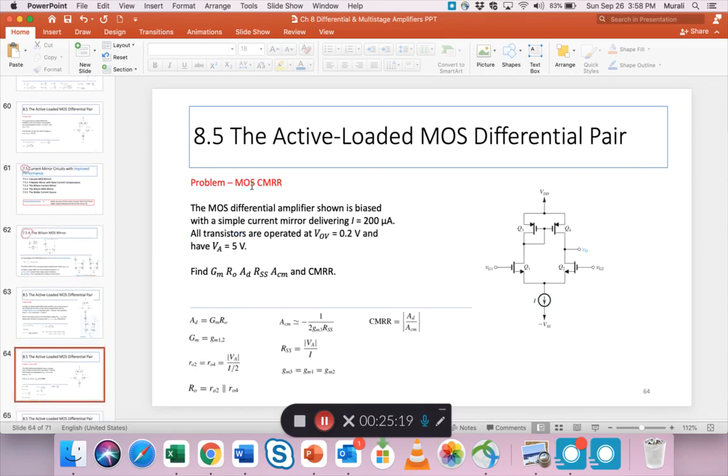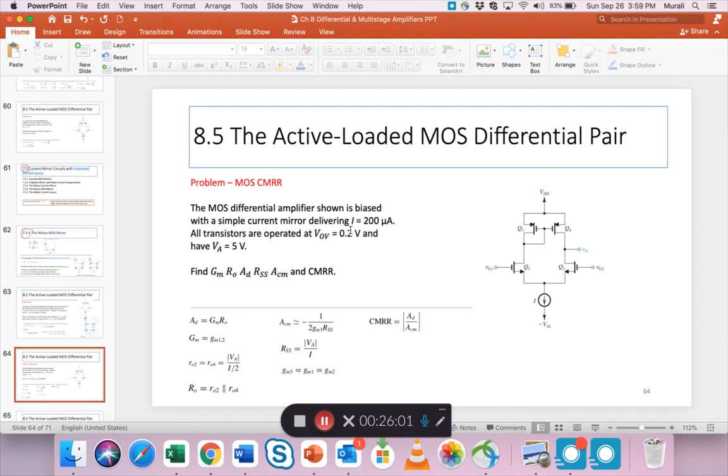Next, I have a problem that for some reason I didn't find in our chapter end, so I had to call it a unique name, and it's called problem MOS CMRR. So it's the first time we are being asked to find CMRR. To find CMRR, you obviously need to find AD and ACM. And in this case, RSS is not given, so we have to use a formula to find RSS. But everything else should be pretty straightforward, what we have seen.